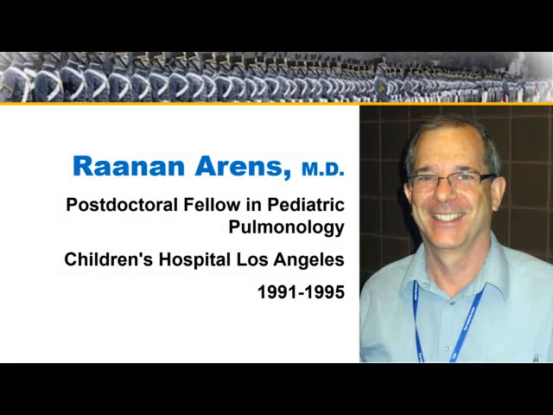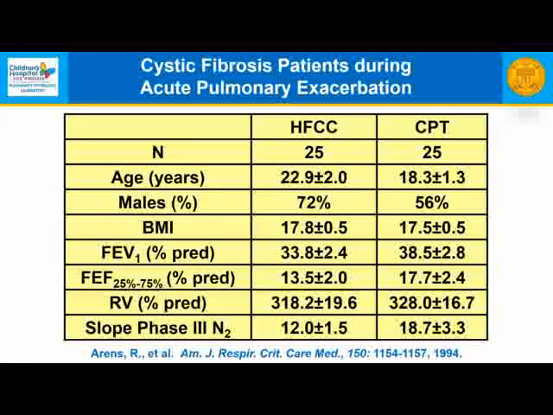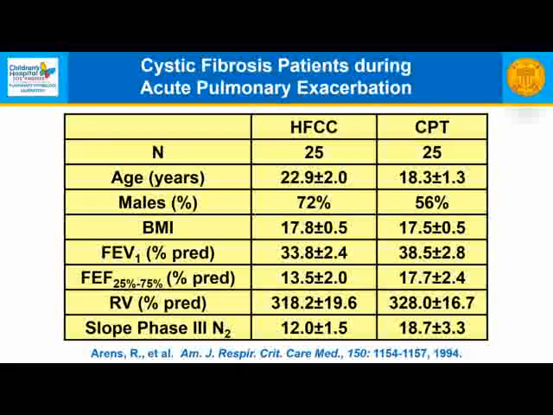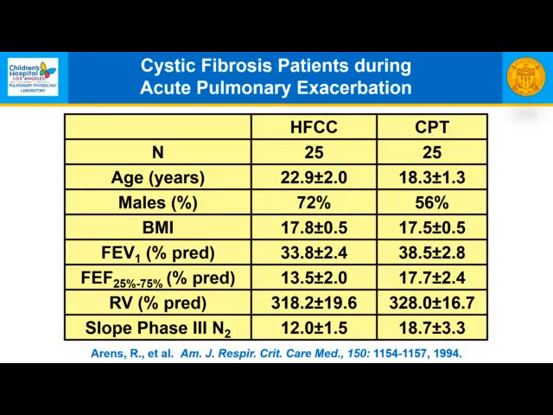So Ron Ahrens, who was a postdoctoral fellow in pediatric pulmonary at Children's from 1991 to 95, actually did a study where he looked at the effect of the high-frequency chest compression vest versus traditional chest physiotherapy on 25 children in each group admitted to the hospital for a 2-week IV treatment course of their acute pulmonary exacerbation of cystic fibrosis. The age here, as you can see, they were a little older, around 20 average.